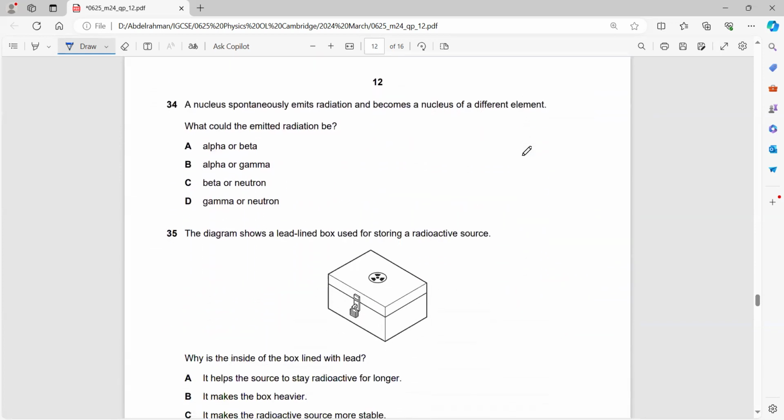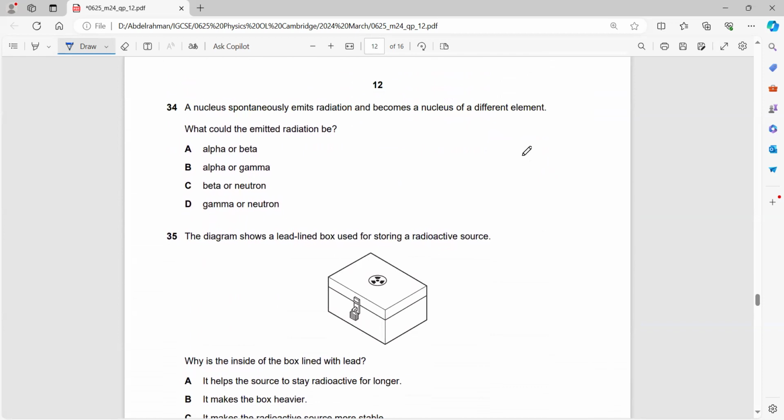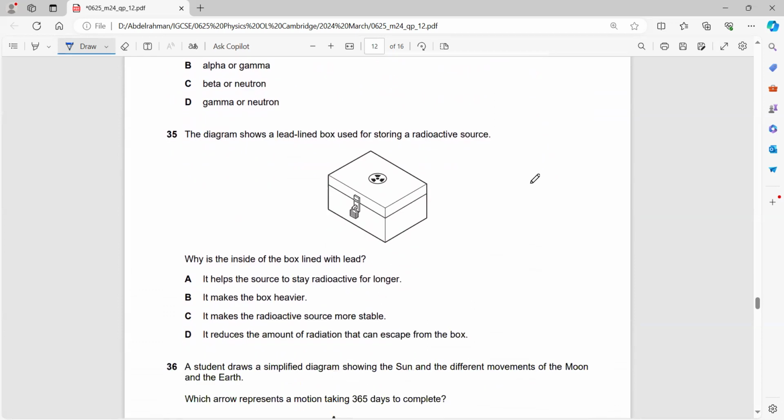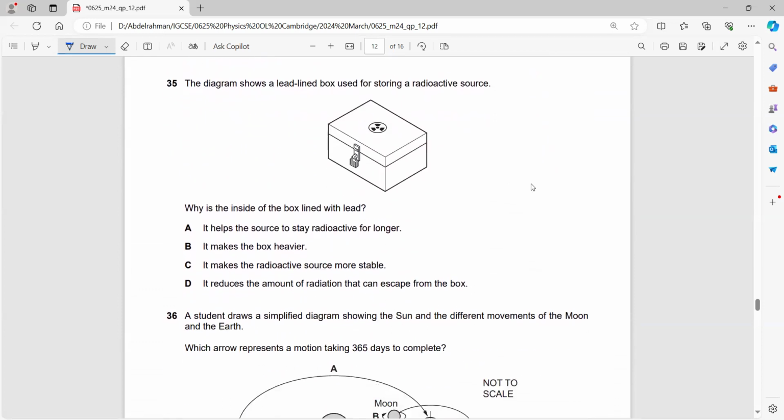A nucleus spontaneously emits radiation and becomes a nucleus of a different element. When it becomes a different element, it could emit either alpha or beta. Diagram shows a lead-lined box. Why is it lined with lead? To stay radioactive for longer, makes the box heavier, makes the radioactive source more stable? No, it reduces the amount of radiation that can escape from the box.